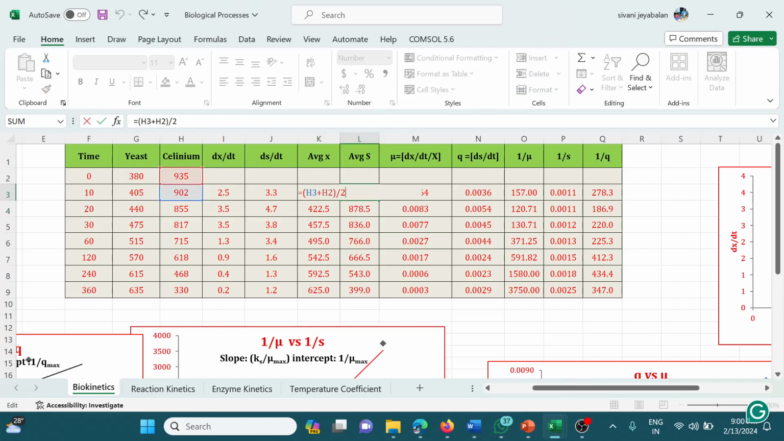And average S concentration, that is your substrate selenium concentration, with respect to time, how it varies, you have to write. Then you can find dx by dt by putting average x divided by dx by dt. That's how you fill this column. Then the substrate utilization rate you have to find, that is ds by dt divided by s. This is divided by x also.